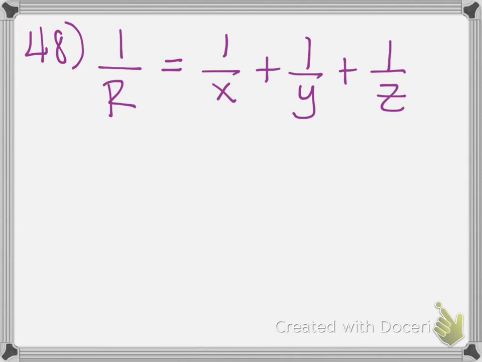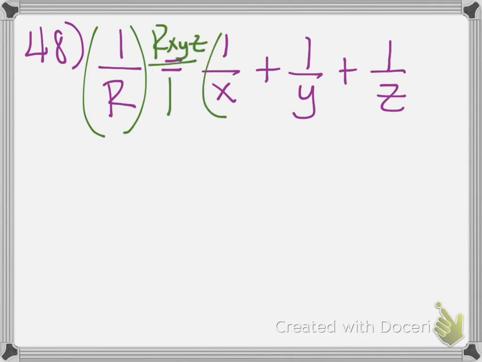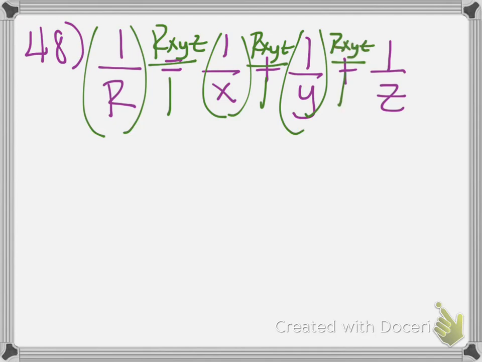So I need to find my LCM. It's actually super easy with this. It's just all of those denominators together multiplied. So rxyz, that is what I'm going to use. I'm going to multiply each term by rxyz over 1. So now I need to diagonally reduce.